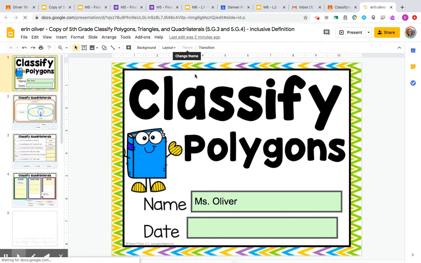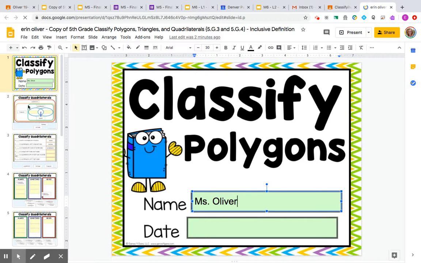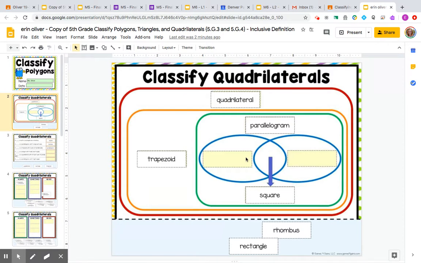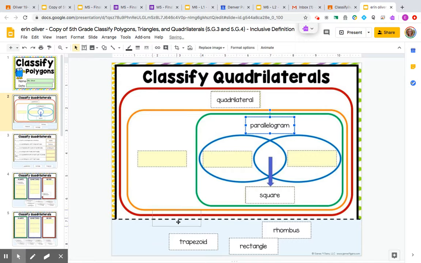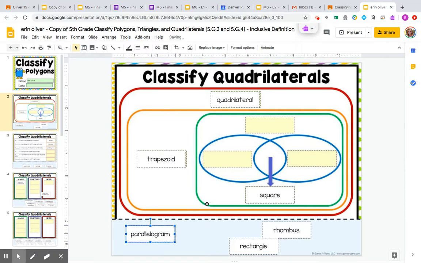Now, you're going to go through and you're going to put your name in. I already typed my name in. And then you're going to go through and kind of fill in some of these blanks. So it started off like this. And I'm thinking, where can these pieces go in our flowchart here? I know that trapezoids are different than parallelograms. And I know this side has to be a parallelogram because squares are a parallelogram.